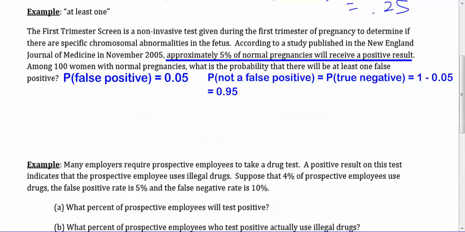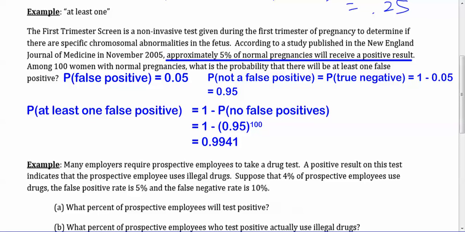Now, because this is an at least one question, what's the probability there will be at least one false positive? Hopefully you figured out that's going to be the same as 1 minus the probability of none. So it's going to be 1 minus 0.95 to the 100th power because there's 100 women, so you should have gotten 0.9941 or thereabouts. It's a very high chance you're going to have at least one false positive because there's 100 women. And finally, drug tests.